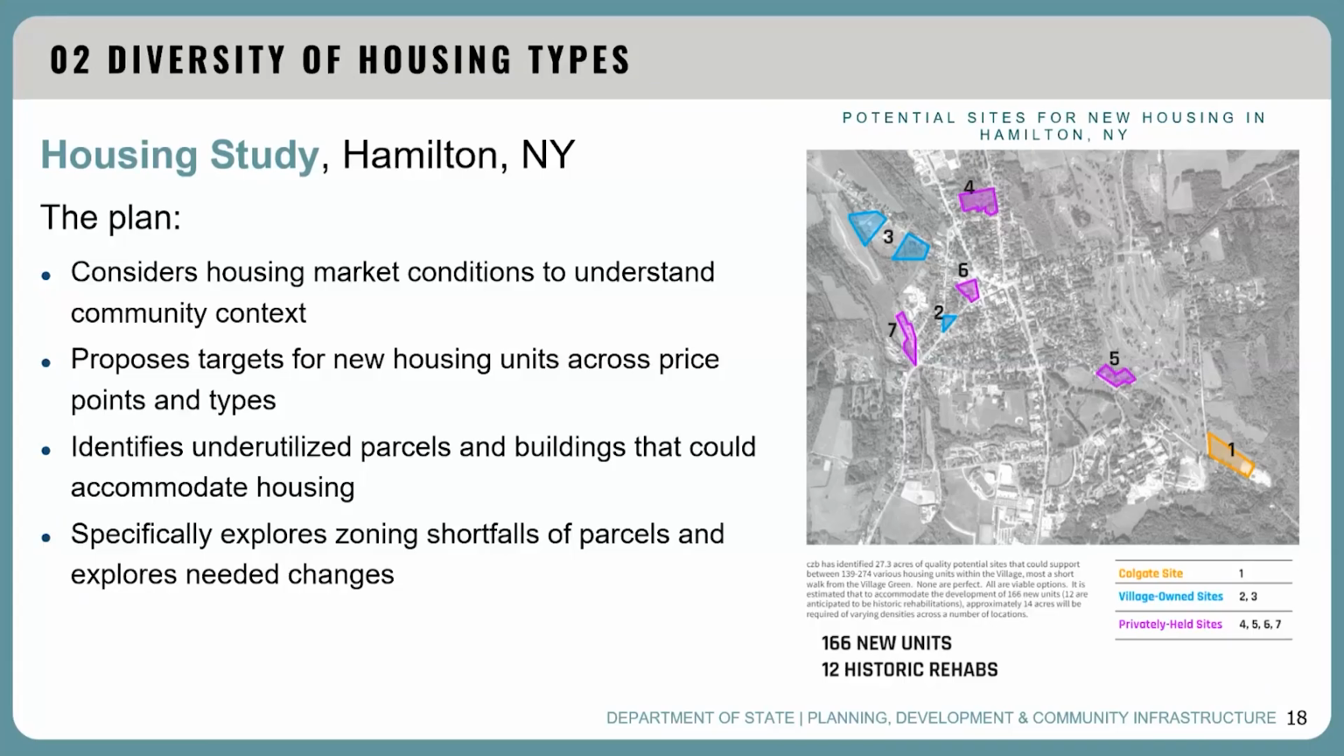The plan analyzed the village's housing market, set targets for new housing construction, and identified key areas in the village that could support new housing. The project consultant, CZB, identified 27.3 acres of land that could support between 139 and 274 new housing units, and recommended a series of changes to the village's zoning code to enable the construction of new housing.